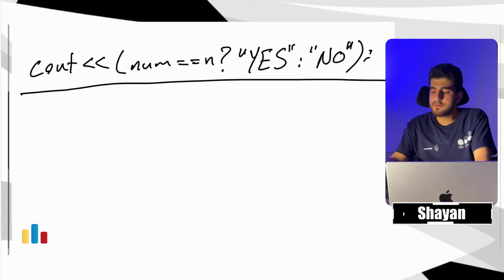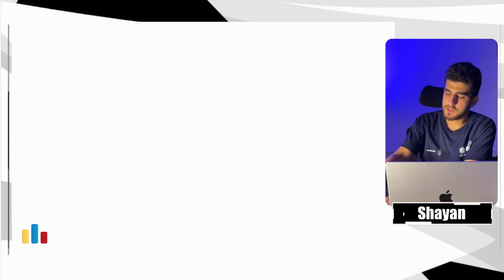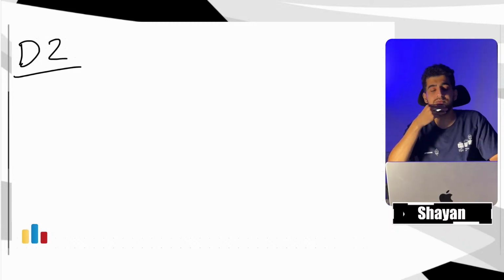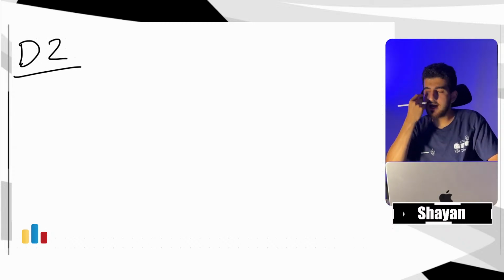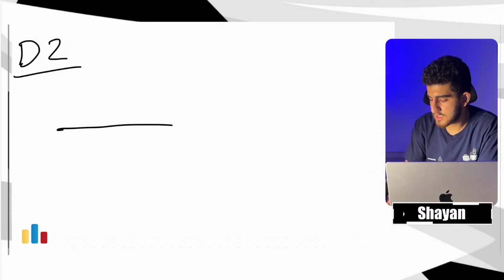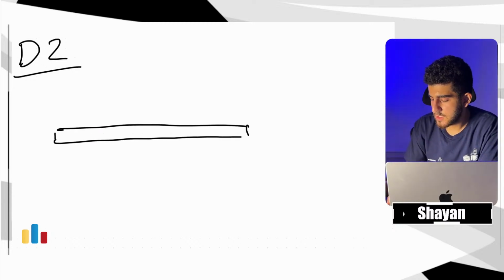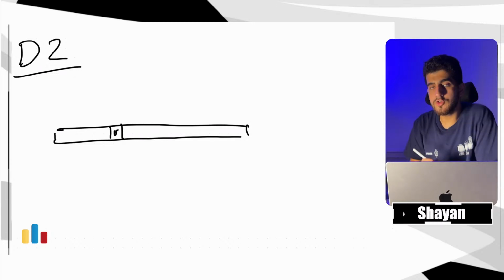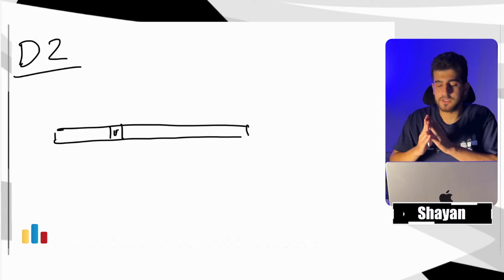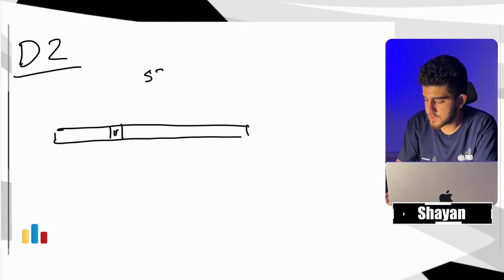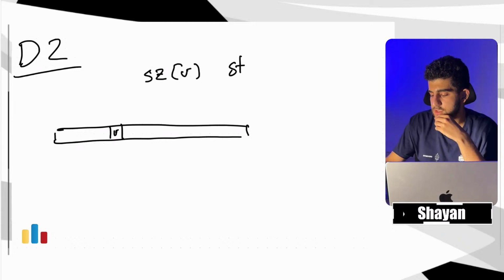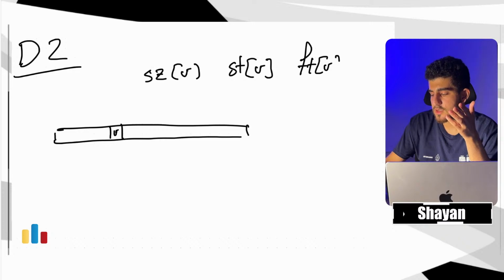So what I had in mind for this part, for D2, was something like this. I was thinking about having some data structure like segments, and the point is that when you put a vertex at a position, you know the size of, for example, assume that you put v in here. You know the size of subtree of vertex v, and assume that you have also calculated the starting times and finishing times of v.